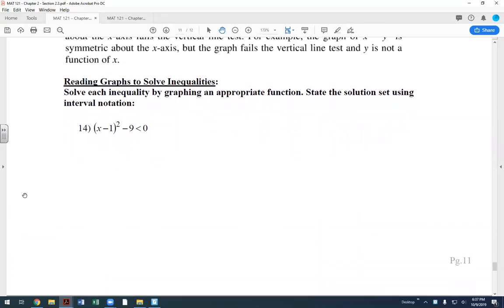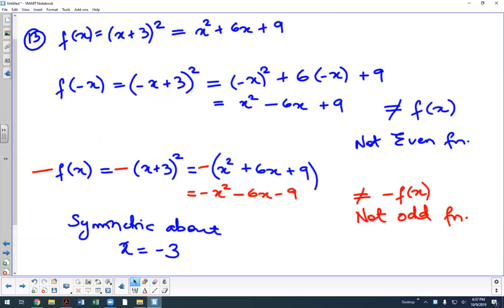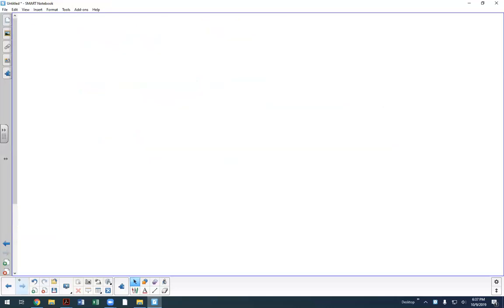All right, so this last part here is talking about how we can use graphs to solve inequalities. And we're starting out by looking at (x minus 1) quantity squared minus 9. So we want to start out by graphing that example first before we can start thinking about solving the inequality. So let's see how we can go about doing something like this.